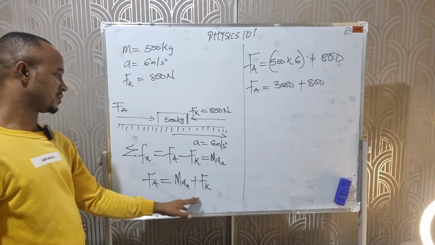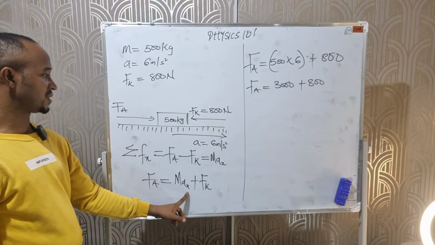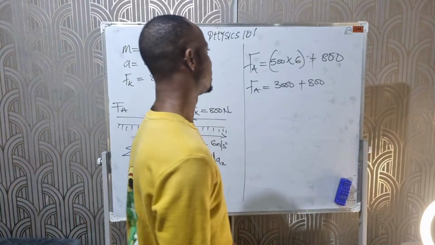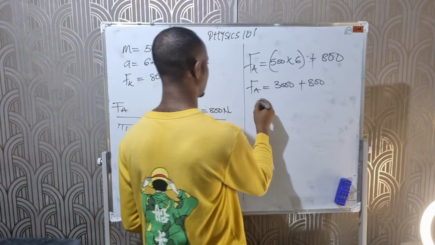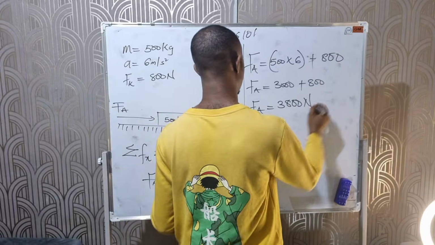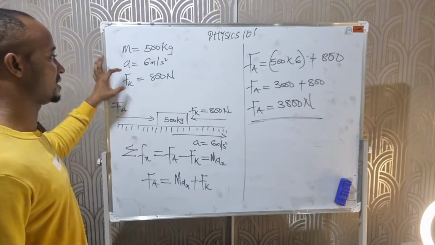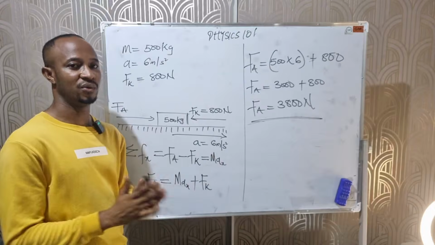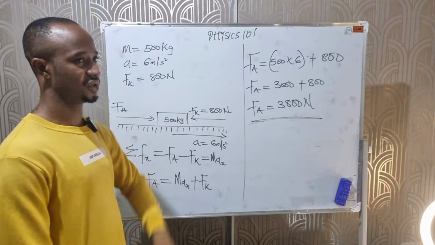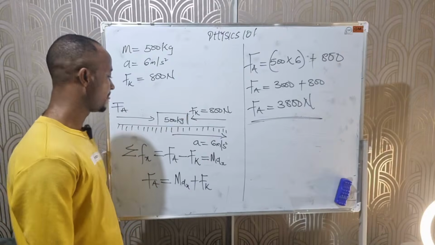From here, our ma plus FK equals FA. Mass is 500, our acceleration is 6, plus our FK. So 500 times 6 is 3,000 plus 800. So the applied force is simply 3,800 Newtons. Now, note that the applied force must be greater than the frictional force. If not, the body will not accelerate. The body can only accelerate when the applied force is far greater than the kinetic frictional force. Right? Okay, let's put this down.